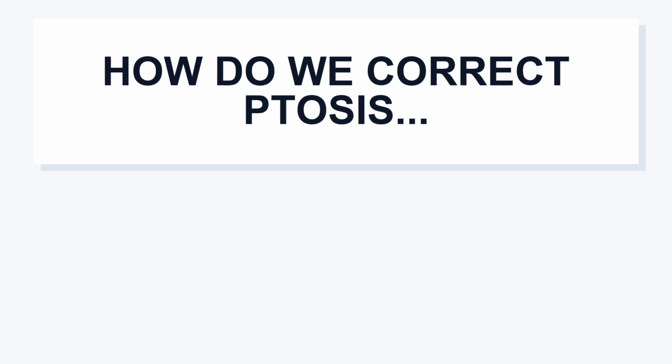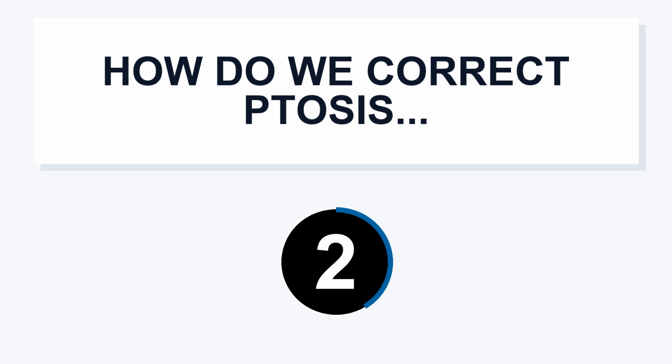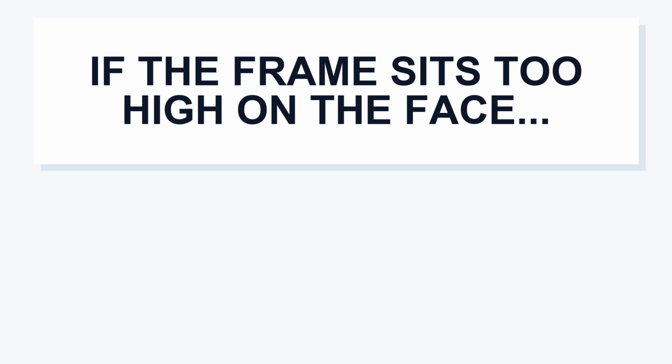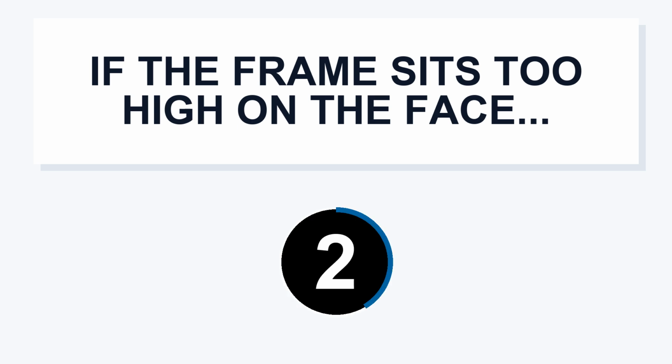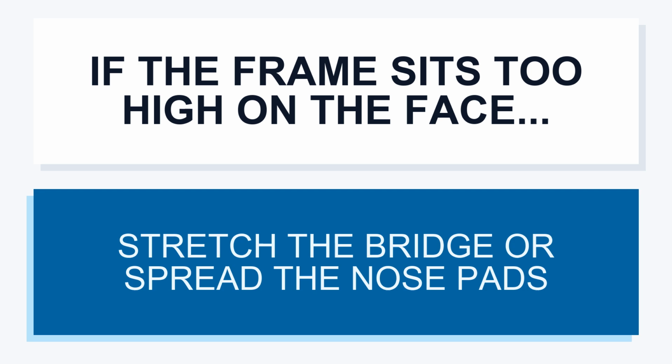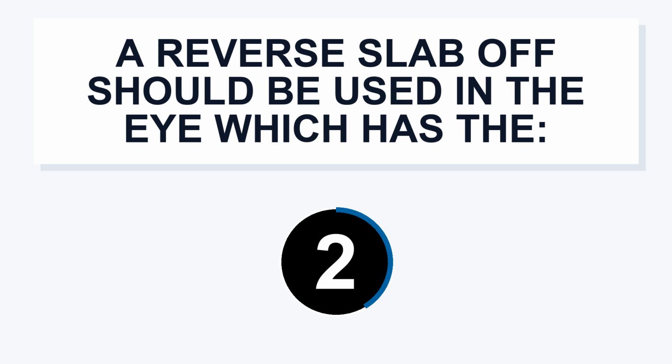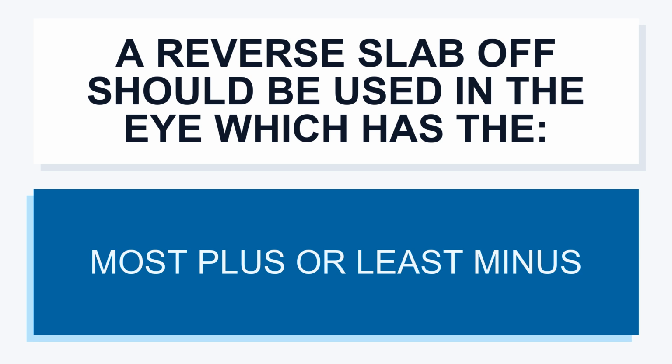How do we correct ptosis? Using a ptosis crutch. If the frame sits too high on the face, stretch the bridge or spread the nose pads. A reverse slab off should be used in the eye which has the most plus or least minus.